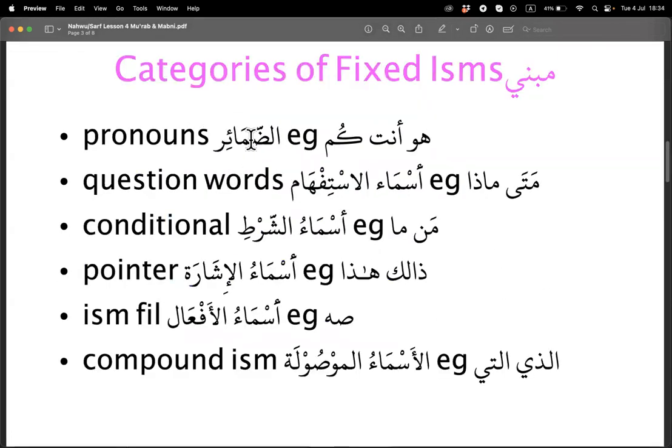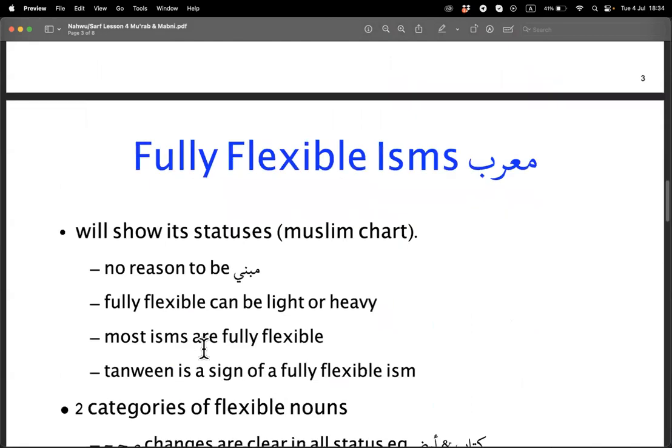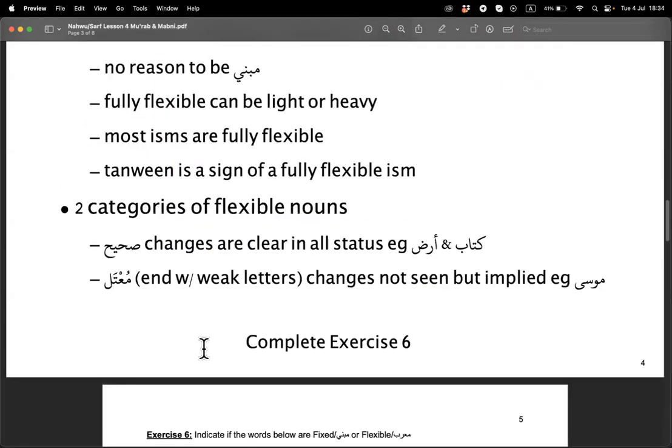It's not a pronoun, it's not a question word, it's not conditional, it's not a pointer, not a fi'il, it's a name of a person. So it's still mu'rab, considered mu'rab, although the changes you don't see, but you will imply the change. We won't talk about this for the whole of basic Nahu. We'll do this much later once we do advanced Sarf.